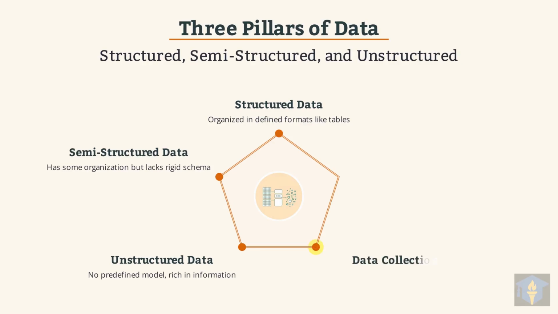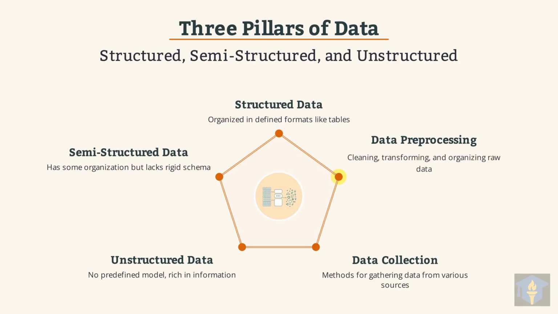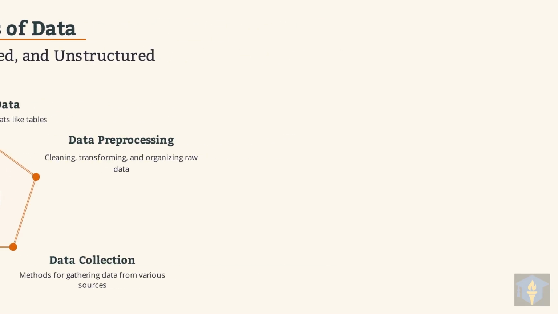Now, let's talk about data collection, the initial phase of gathering your raw information. This involves employing various methods to gather data efficiently from diverse sources and origins. Following collection, data preprocessing is essential to refine and prepare your datasets. It involves cleaning, transforming, and meticulously organizing the raw data for analysis.